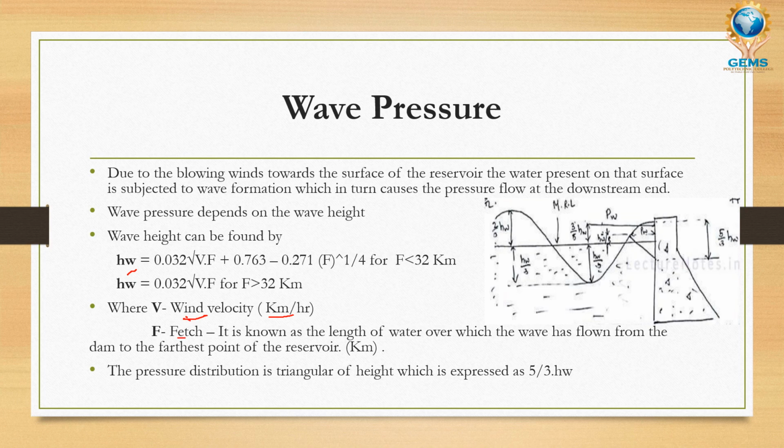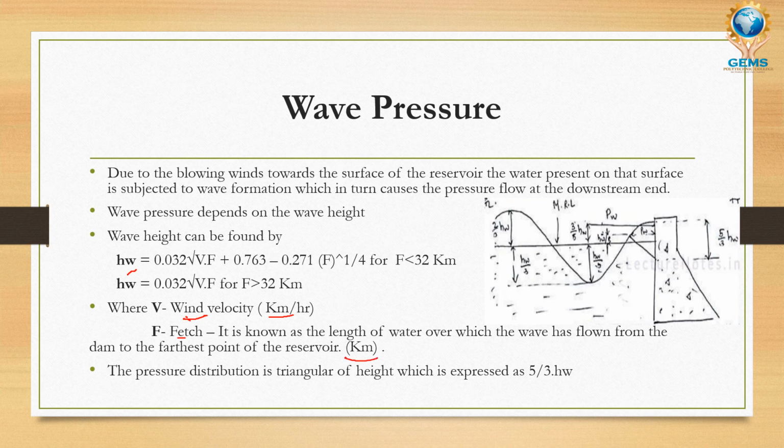This is a new term you will hear in this concept. Fetch is the length of water on the upstream side over which the wave has flown along the surface of the water to the farthest point of the reservoir. The reservoir actually ends at a point, and up to that point the fetch is calculated. It is the length of the water over which the wave has flown from the dam to the farthest point of the reservoir, which is also expressed in kilometers.